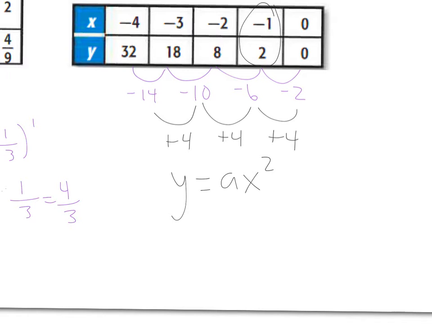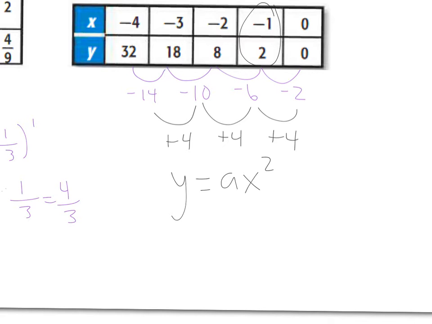Now, Ms. Roddy, why are you not choosing 0, 0? Well, think about it. If I plug in 0 for x, 0 squared is 0. 0 equals 0. Doesn't tell me what a is. A cannot then equal 0. So that would not get me anywhere. So you can plug in any point you want from your table, not 0, 0. That's the only one you cannot plug in. Why? Again, it won't get you anywhere.